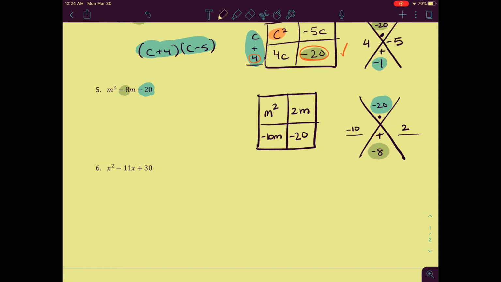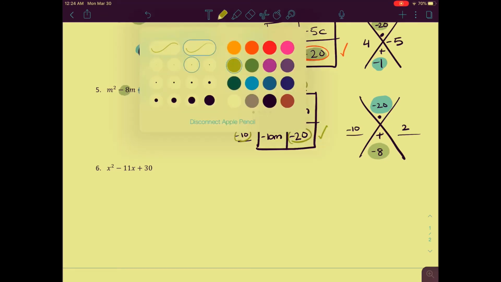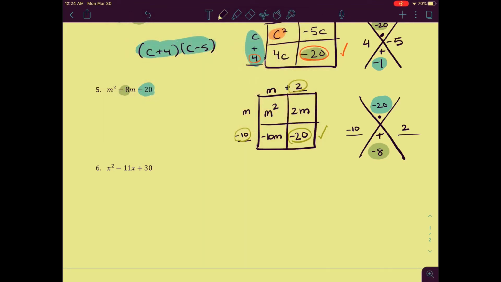And then from there, we're going to make a times table. I know that m times m gives me m squared. Now I'm going to ask myself, m times what gives me 2m? That would just be positive 2. M times what gives me negative 10m? That would just be minus 10. And again, I'm going to just check, right? Negative 10 times positive 2 is negative 20. That is good. From here, I'm going to write down my final answer, which will be m minus 10, m plus 2. If you got this right, very nicely done.